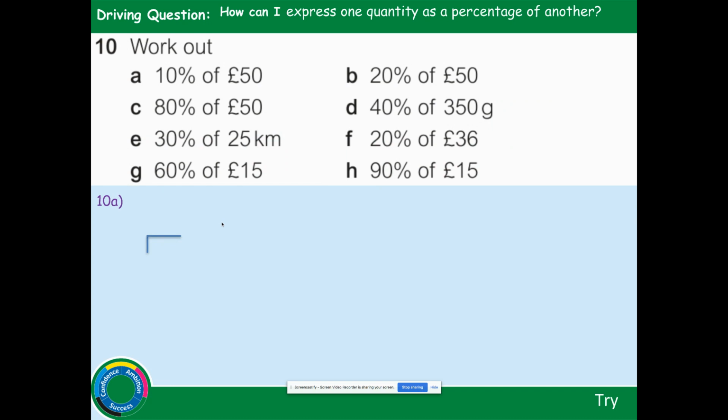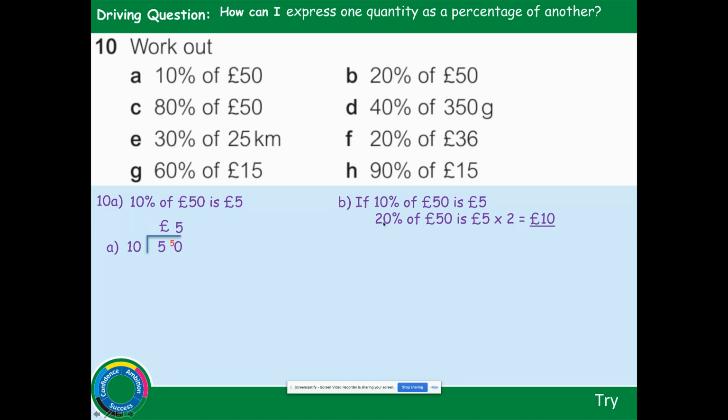Okay, so let's have a go, see if you can do these. I might just talk you through A and B so you can just remind yourselves what you're doing. We're finding 10% of £50, so we're going to divide by 10. That's going to be £5. So for B, if we know what 10% is, so 10% of £50, we've just done that, is £5. So if I multiply this by 2, I get 20%. So if I multiply my answer by 2, I get £10, which is 20%.